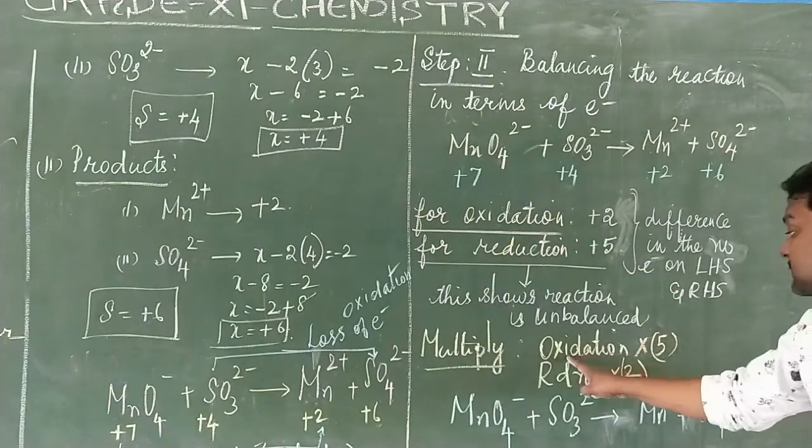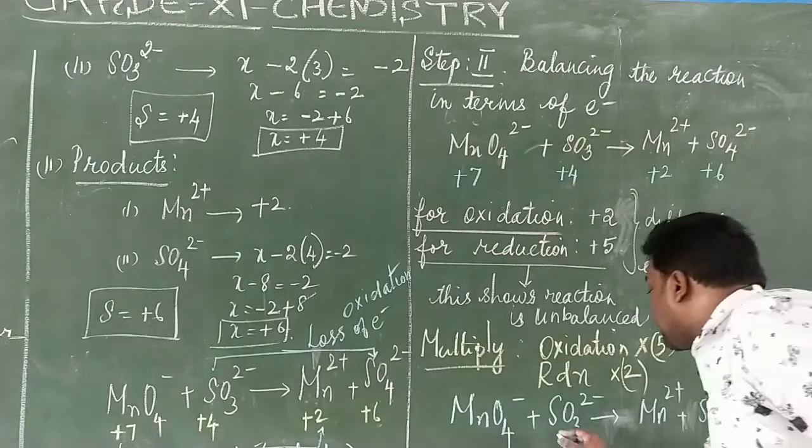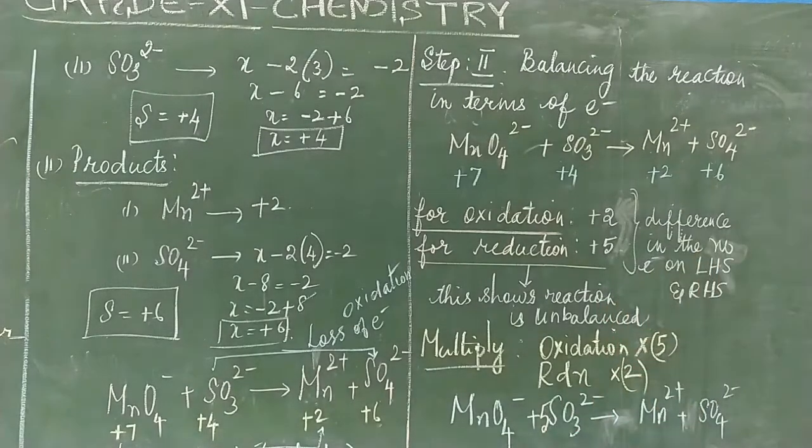I have to multiply the oxidation into 5. So therefore it becomes into 5 and this becomes 5 into.